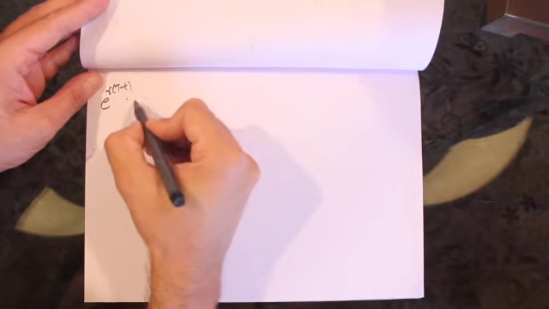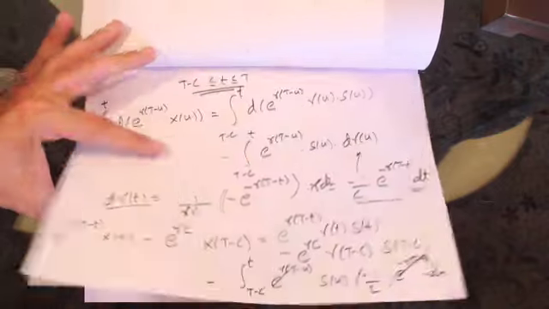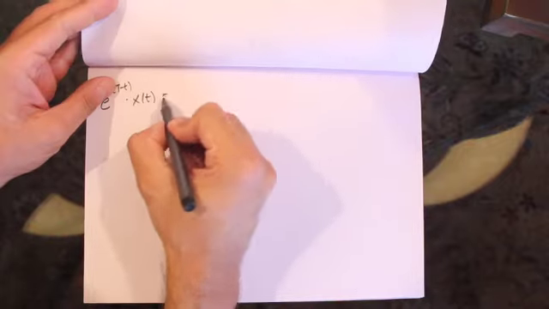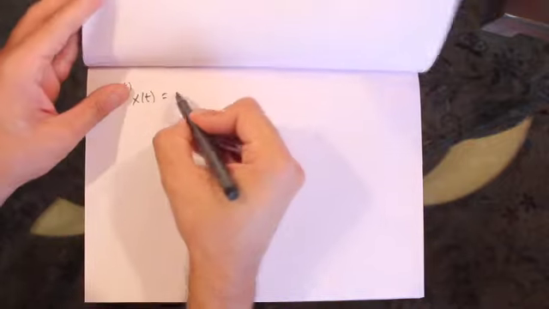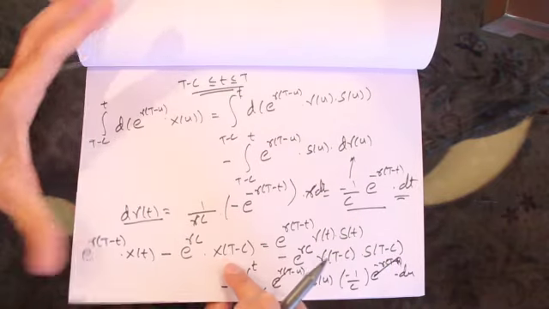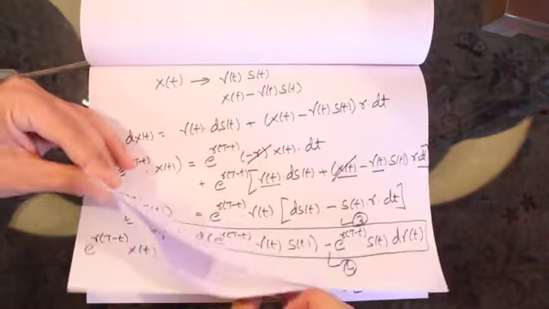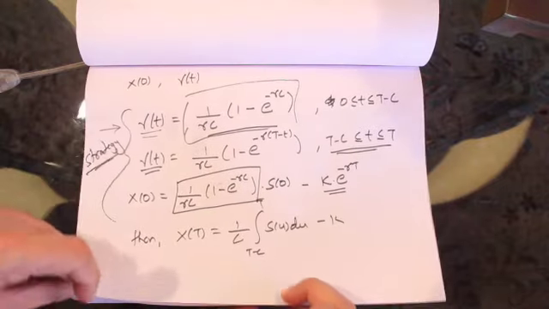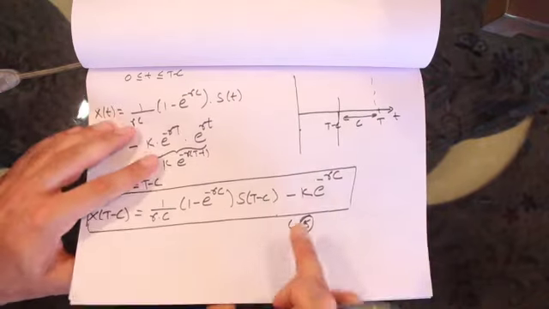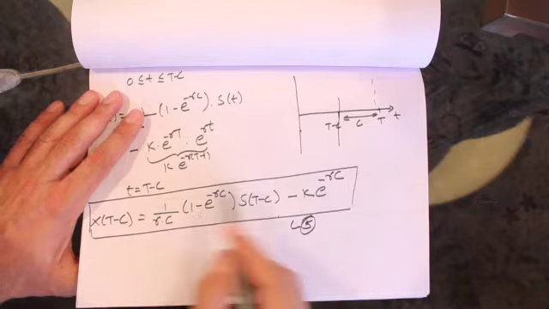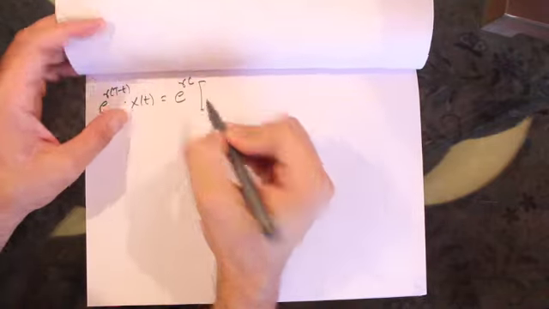e to the power of r(T minus t) x(t) can be given by, now, e to the power of rc and x(t minus c). x(t minus c) we just saw was our result number 5, right? The value of the portfolio at t minus c. That we can substitute right here.